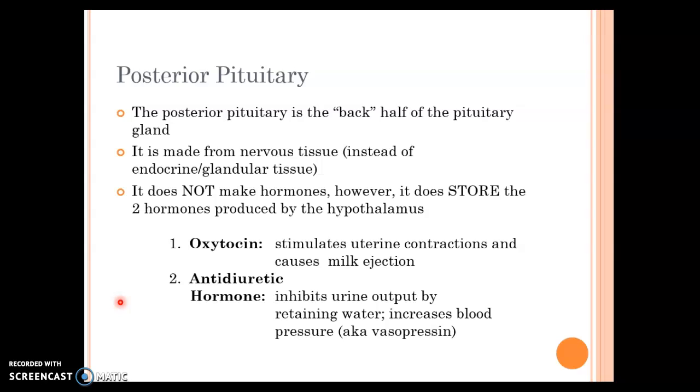The posterior pituitary. So the posterior pituitary does not produce any hormones of its own, but it stores the hormones that are produced by the hypothalamus and causes them to be released. And I've already talked about what oxytocin and antidiuretic hormone do.